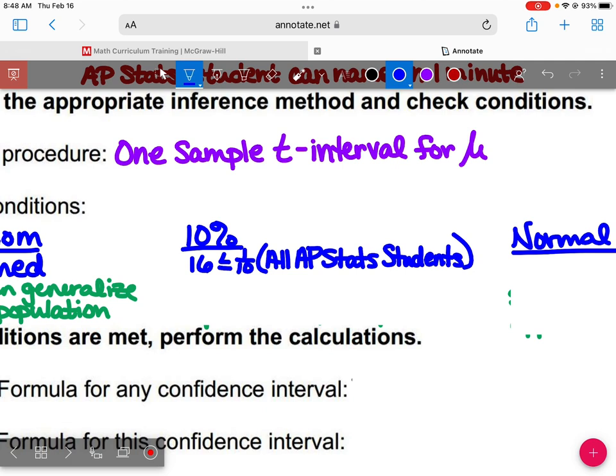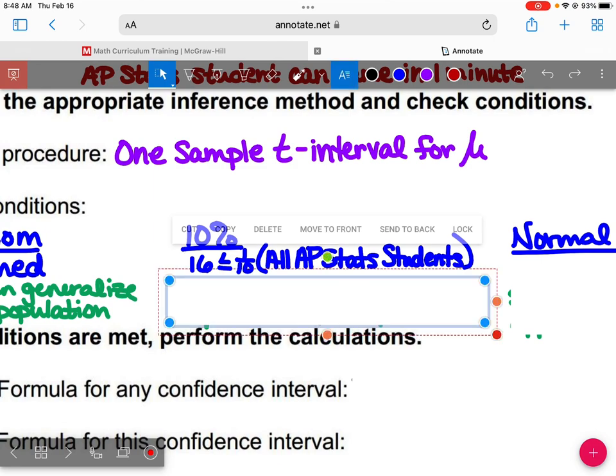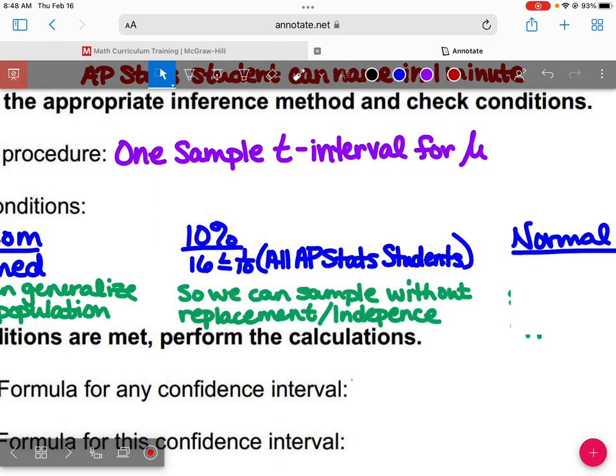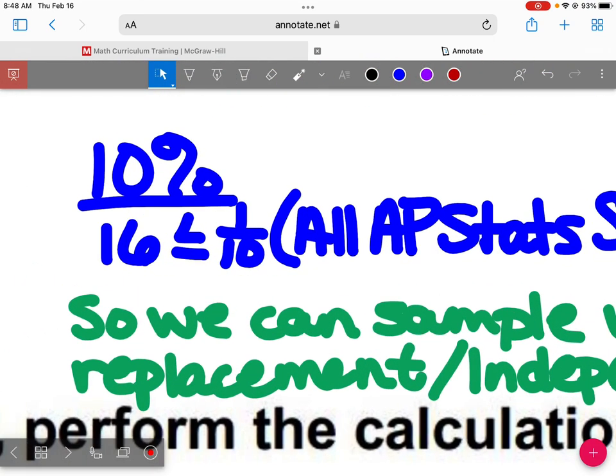Have we met that condition? Definitely. We do that so that we can sample without replacement, so that we have independence. There are at least 160 AP Stats students.